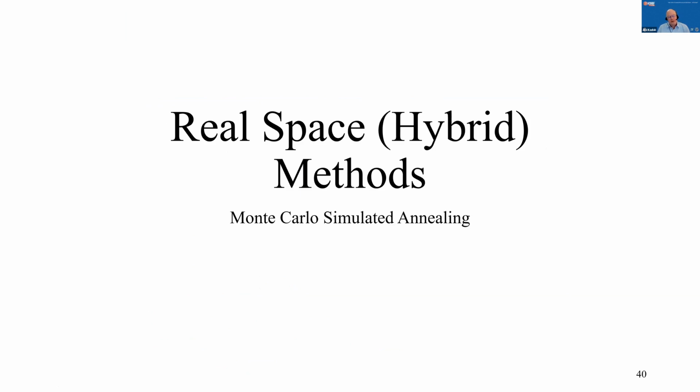Okay, now I want to switch, finally, to what are often called real space methods, but I like to think of as hybrid methods. The name is Monte Carlo simulated annealing, sometimes called parallel tempering, a related but slightly different algorithm. The idea here is that we assume we know a unit cell and we know a space group. We may have to try several possible space groups, but the key is that we know a unit cell. And we also know the chemical connectivity of our molecule or our fragments.